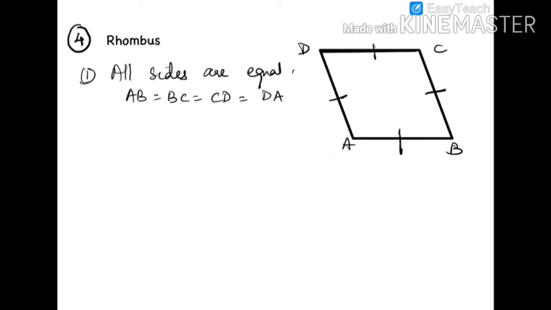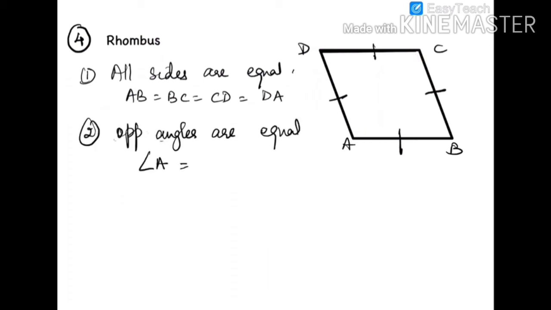So clearly angle A will not be equal to D, D will not be equal to C, and so on. So any two adjacent angles are not equal. However, the opposite two angles are equal. So angle A equal to angle C and angle B equal to angle D.